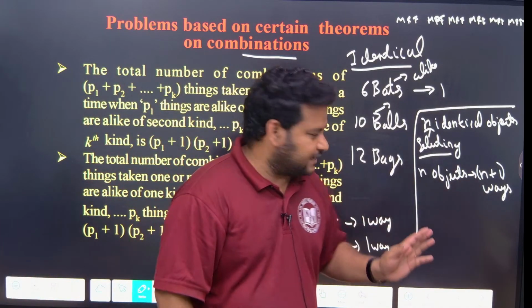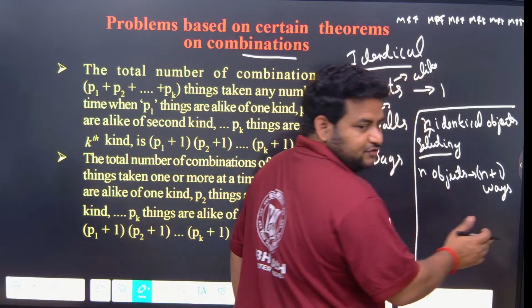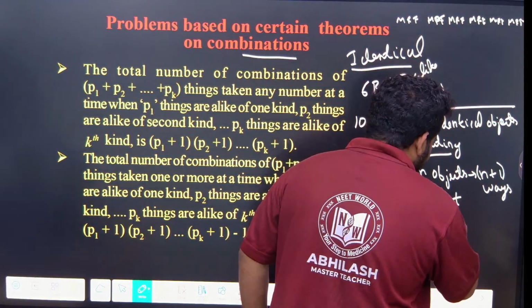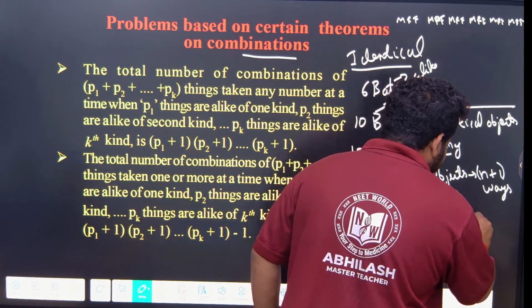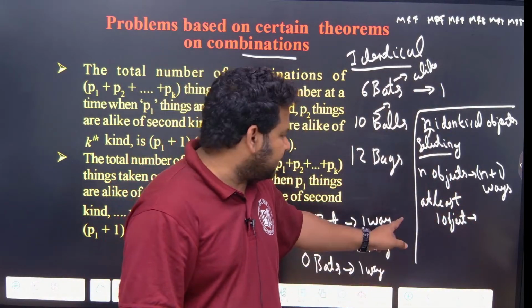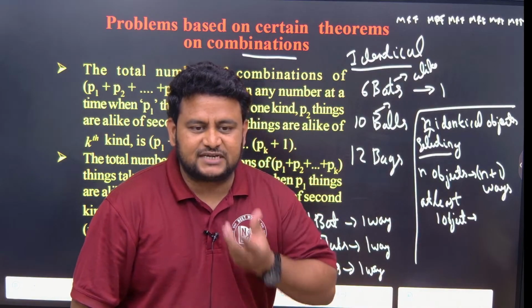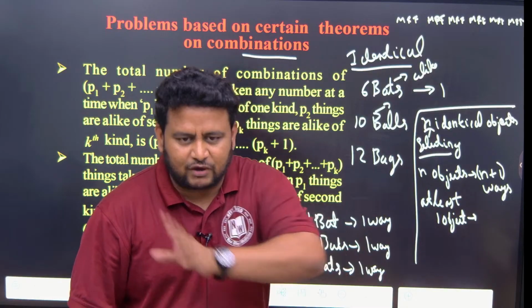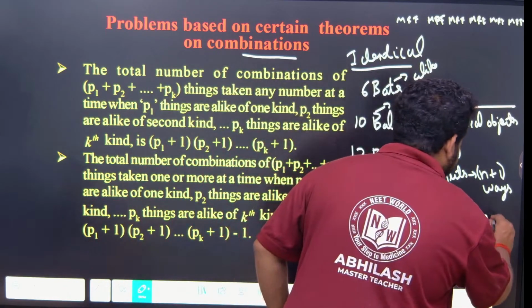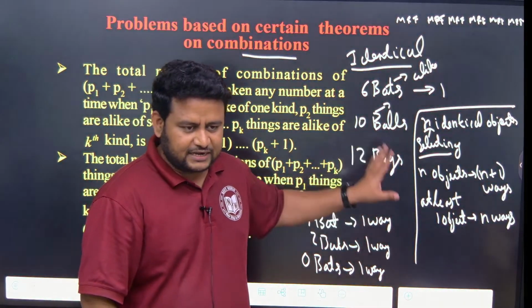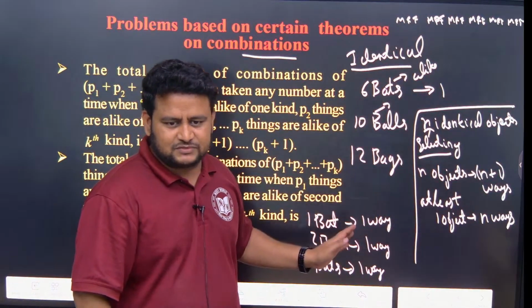Now, if they say you want to select at least one object, at least one object means you should not consider 0. From n plus 1, remove 1. So this will become n ways. So make a note of it, very important. Whenever they give identical, use this formula. But how the formula comes, I have told you.